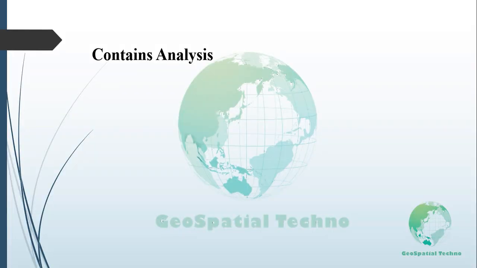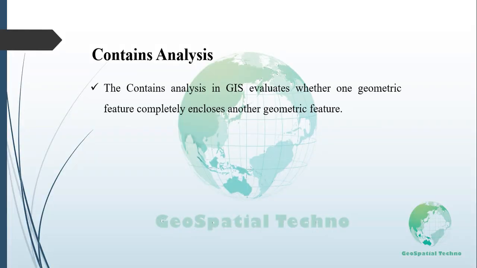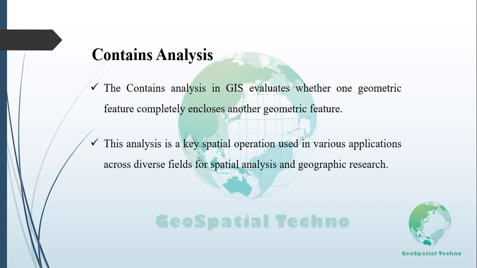Contains analysis. The contains analysis in GIS is a special relationship that evaluates whether one geometric feature completely encloses or encompasses another geometric feature. This analysis is a fundamental spatial operation for a wide array of applications across diverse fields, making it an integral part of spatial analysis and geographic research.